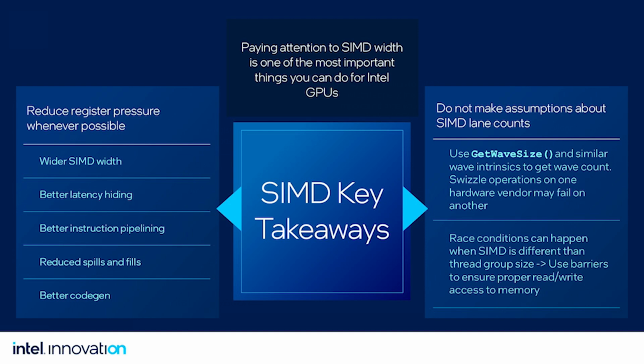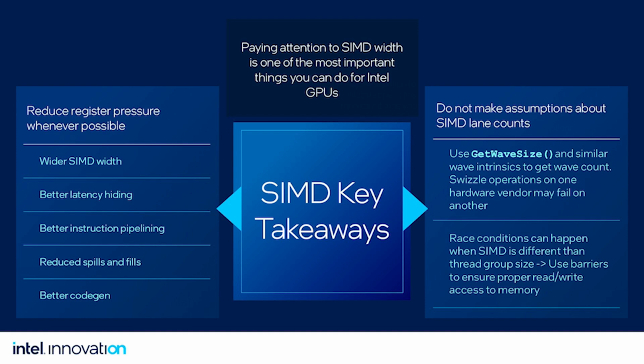Since SIMD is dependent on compiler choices, it is wise when developing to not make assumptions about the SIMD lane counts. Use get wave size and similar wave intrinsics to get the wave count. Swizzle operations on one hardware vendor may fail on another.